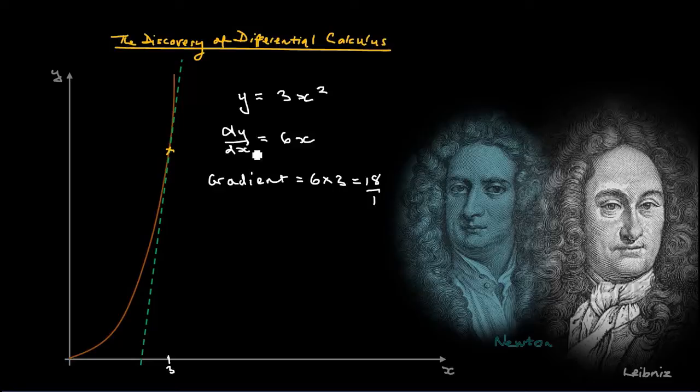So this is a method that works for any curve as long as you can find the equation of the curve, and as long as that equation and that curve is a polynomial. So only use this method if it's a polynomial, but if you know what the equation of the curve is and it is polynomial, then using the derivative idea is a very, very quick way of finding the gradient, which then gives you the rate of change.